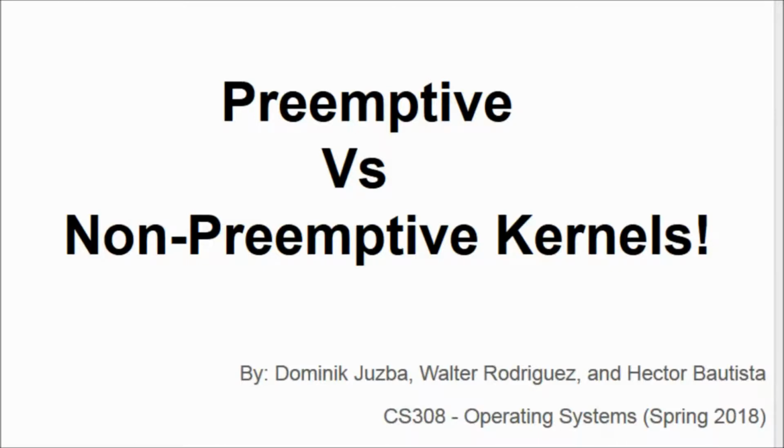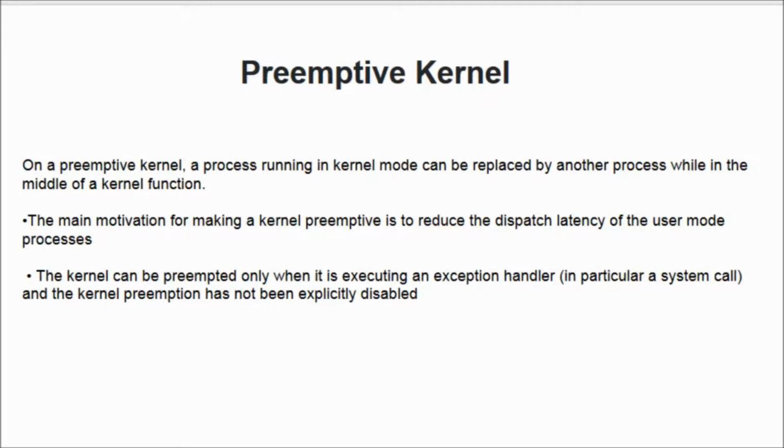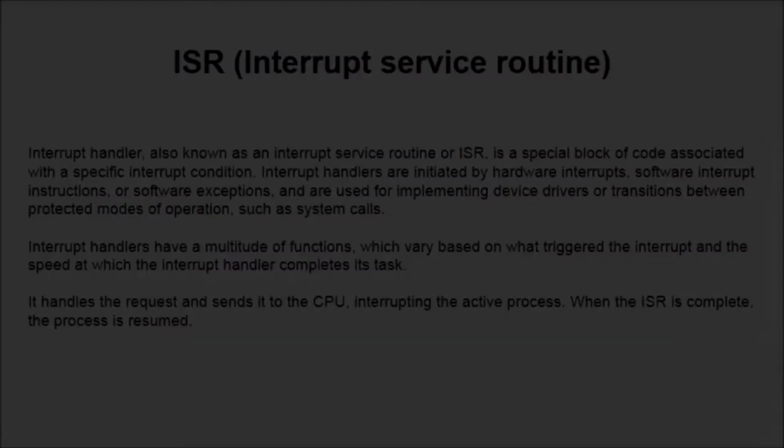What is a preemptive kernel? On a preemptive kernel, a process running in kernel mode can be replaced by another process while in the middle of a kernel function. The main motivation for making a kernel preemptive is to reduce the dispatch latency of the user mode processes. The kernel can be preemptive only when it's executing an exception handler in a particular system call, and the kernel preemption has not been explicitly disabled.